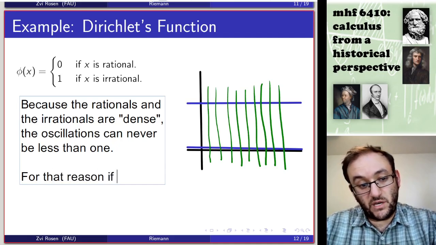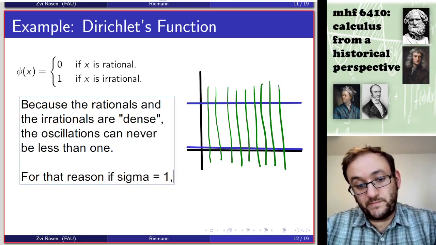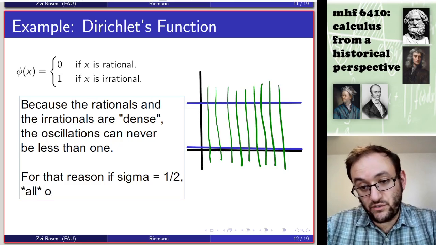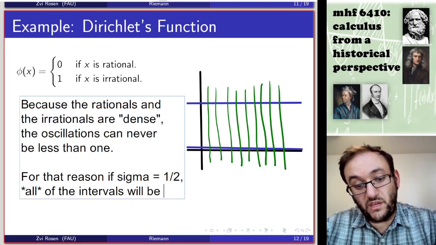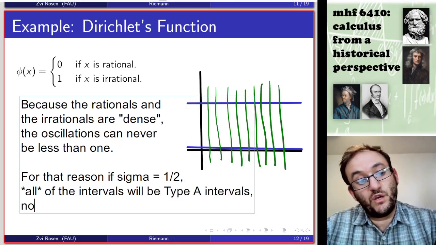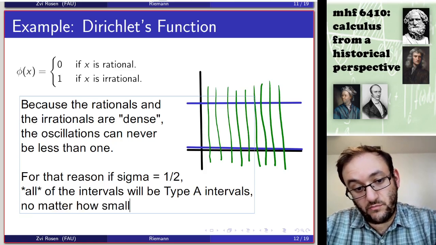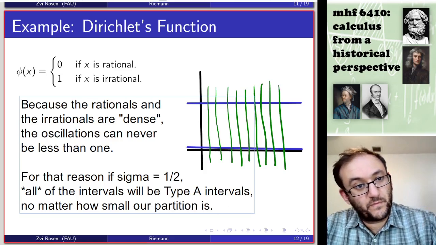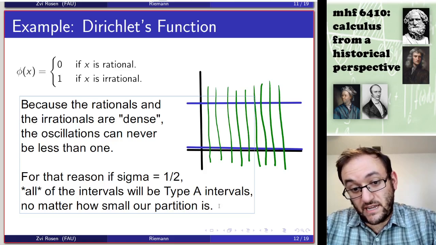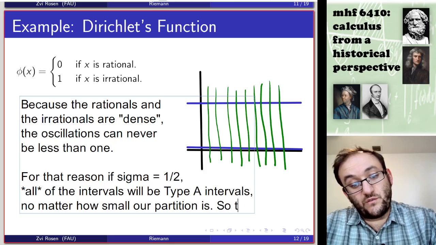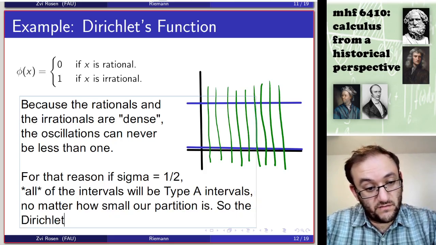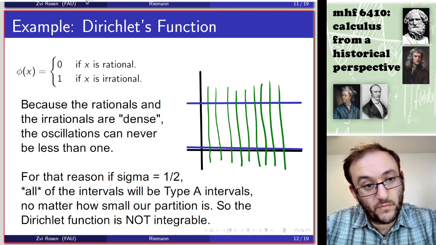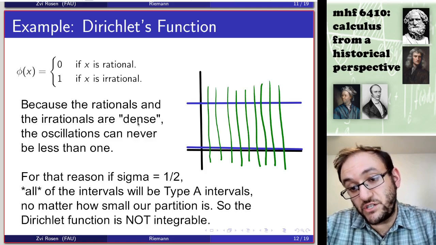Okay? For that reason, if sigma is, let's say, 1/2, just to make it clear, all of our intervals will be type A intervals, no matter how small our partition is. And for that reason, this integral does not exist. So the Dirichlet function is not integrable. Cool. So we have an answer. According to Riemann, this function just cannot be integrated.